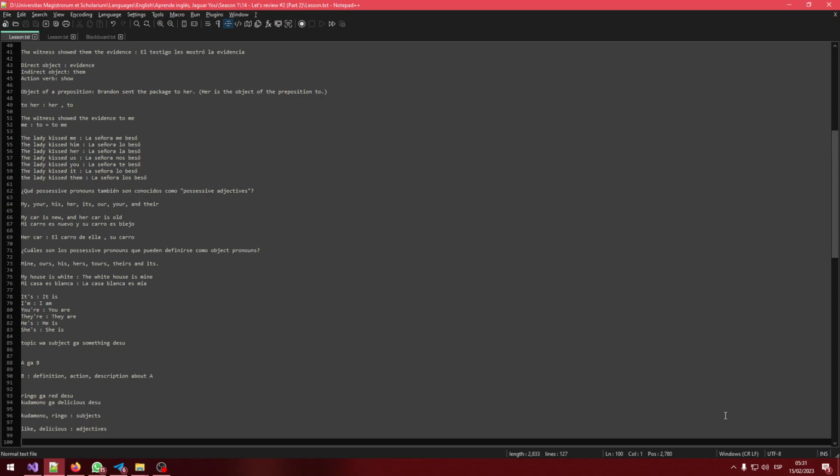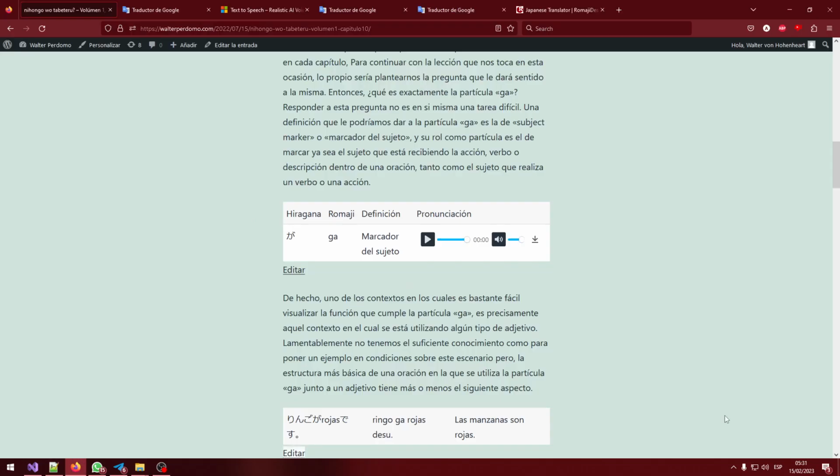And this is it. I think in the next lesson we will learn about adjectives. I'm not so sure, but could be. This is one of the contexts where it's easier to see the difference between ga and wa. We usually say blah blah ga adjective desu. It's not an unbreakable rule, but I would say it's some kind of pattern.